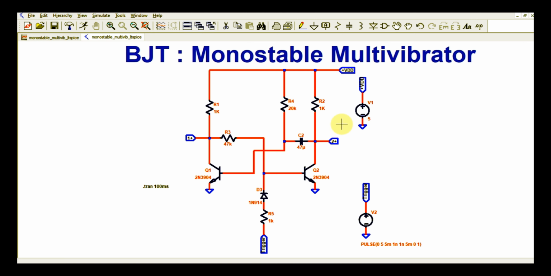So I hope you understand the concept of the BJT monostable multivibrator in LTspice.